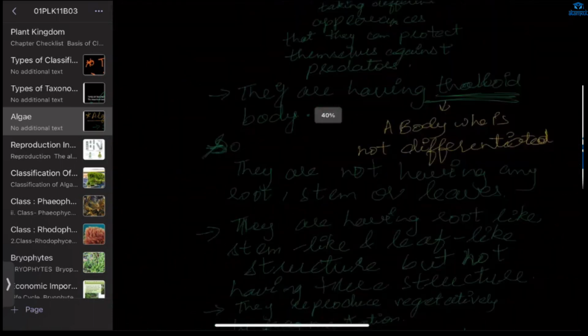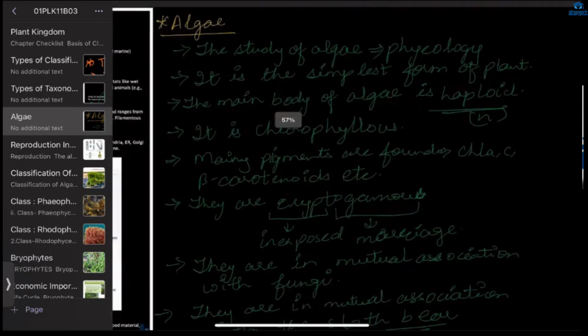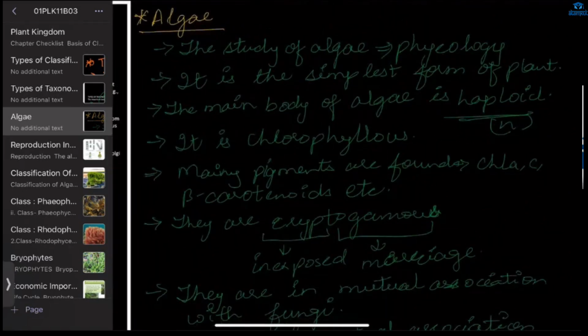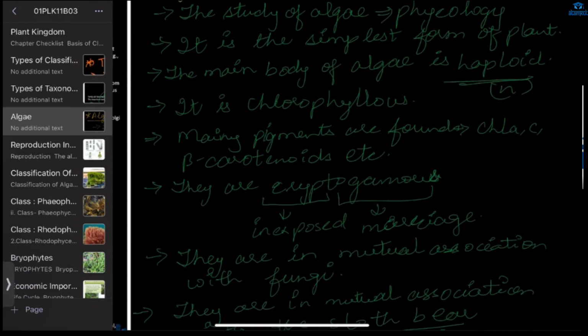So these are all the basic characteristics of what algae. See, once again I will explain from the beginning what are the basic characteristics. The study of algae is called phycology, and it is the simplest form of the plant which has arisen. Main body क्या है उनका? Haploid है, और ये haploid जब उनकी life cycle देखेंगे तब it will be much clear. Okay. It is chlorophyllous. See, it is capable of making its own food. That is why it is chlorophyllous, having chloroplast in them. And chlorophyllous है तो many pigments भी होंगे. कौन कौन से pigment? Chlorophyll A है, C है, beta carotenoids है, and many other are also there.